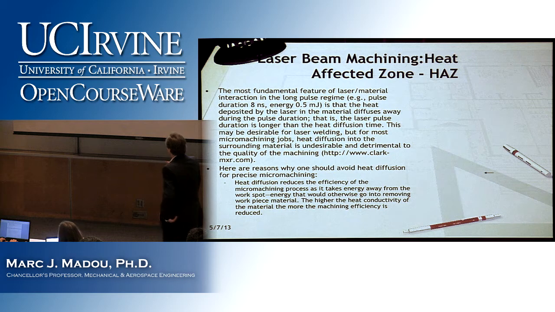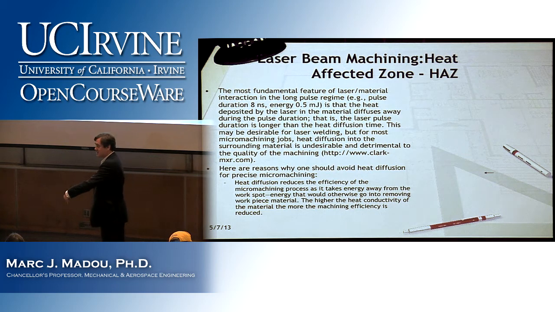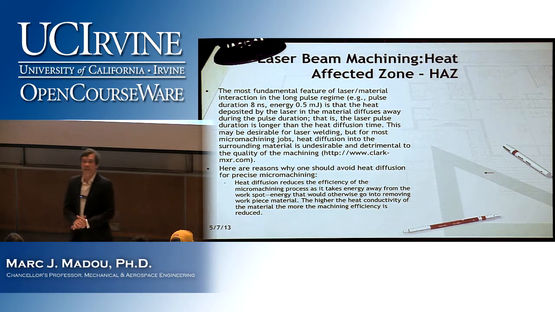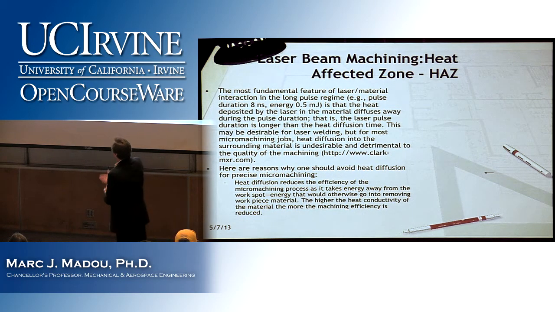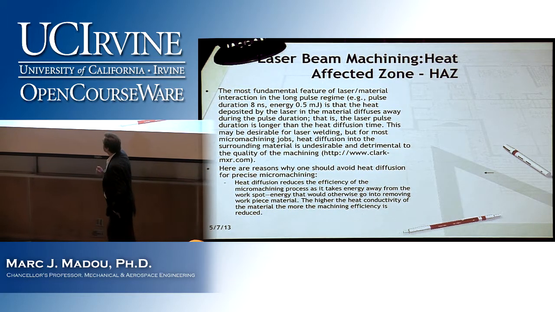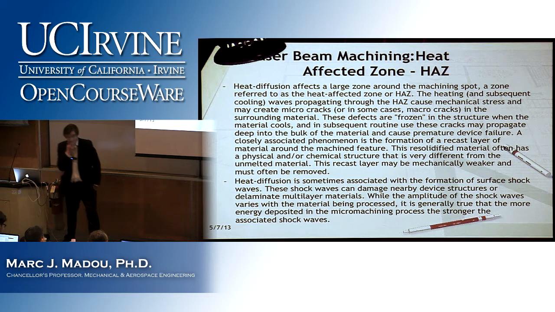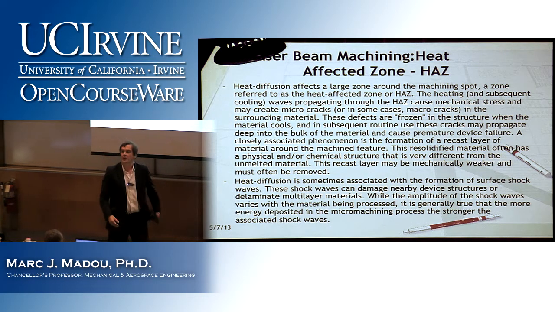Now, here are reasons why one should avoid diffusion for precision micromachining. That heat diffusion, as I just pointed out, reduces the efficiency of the machining job, right? Again, the heat is not used locally, it diffuses out in the material, and the more heat conductive the material, the worse the effect is. So it takes energy away from the work spot, energy that would otherwise go into removing workpiece material. And as I just said, the higher the heat conductivity of the material you're machining, the more detrimental that effect is, and the lower the efficiency of your laser cutting. So now the link to this heat affected zone, you already get it, right?